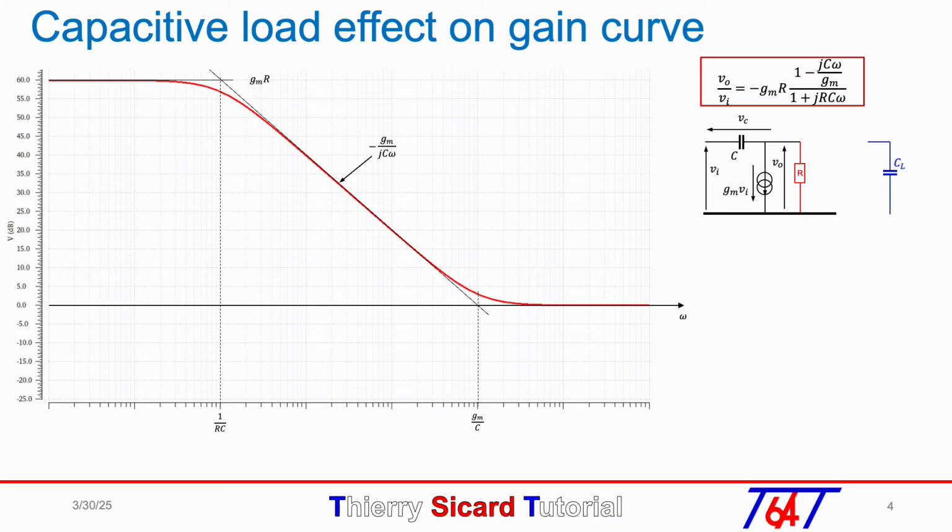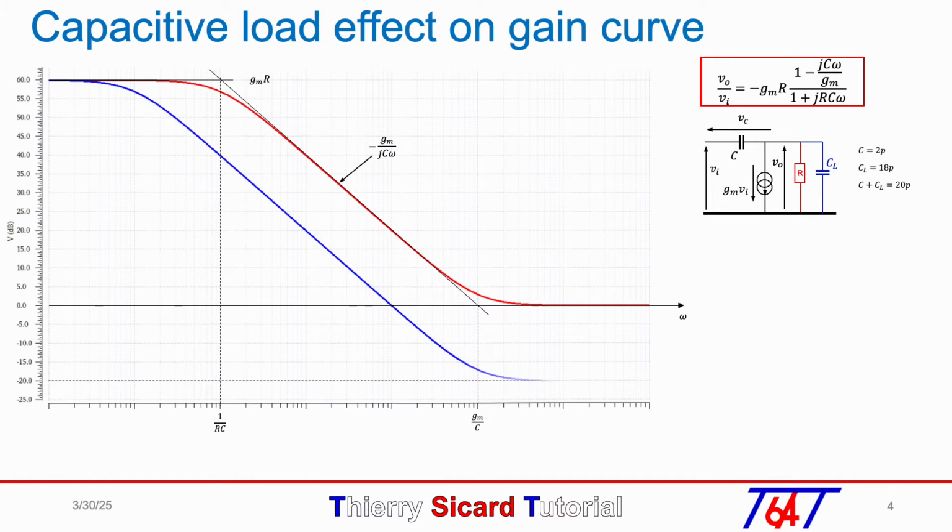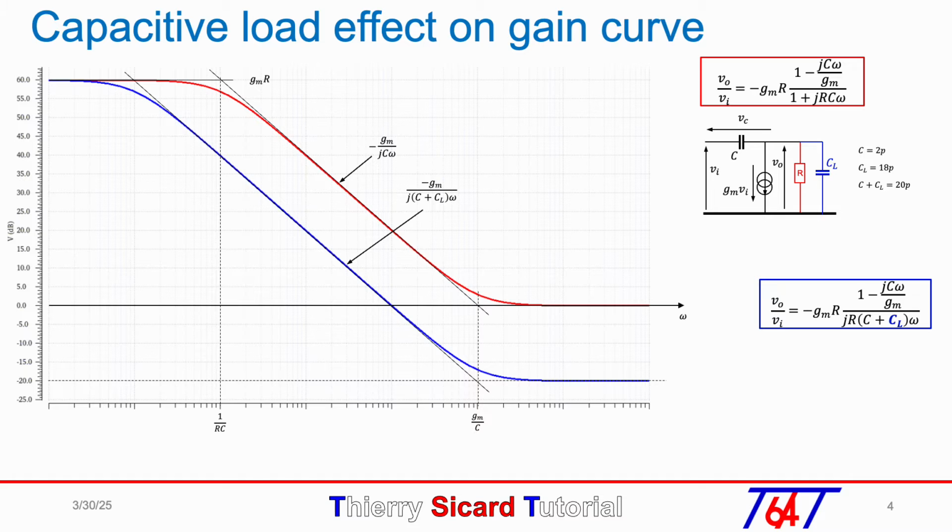Now, by adding the load capacitor CL, the gain as a function of frequency is changed as shown in the blue curve, with the gain equation in the blue box. As for the other curve, we can plot the new asymptote of minus 20 dB by decade equal to minus Gm over C plus CL times omega. Since this asymptote intersects the DC gain asymptote, we will find the new pole at omega p10 equal to 1 over R times C plus CL, which is 10 times lower than without CL.